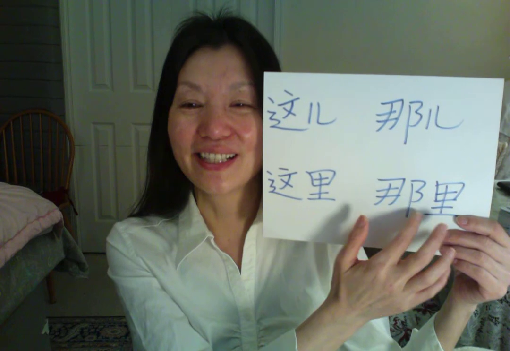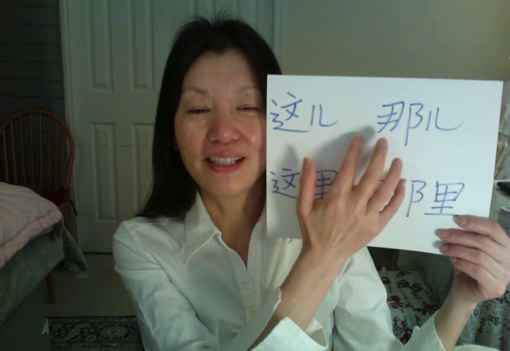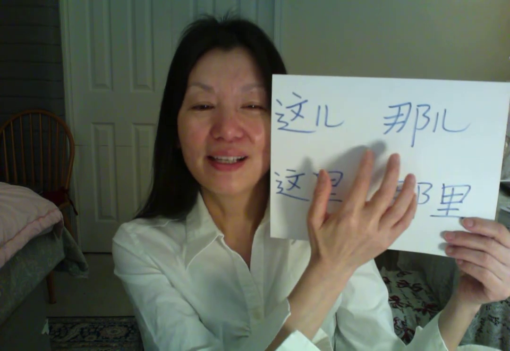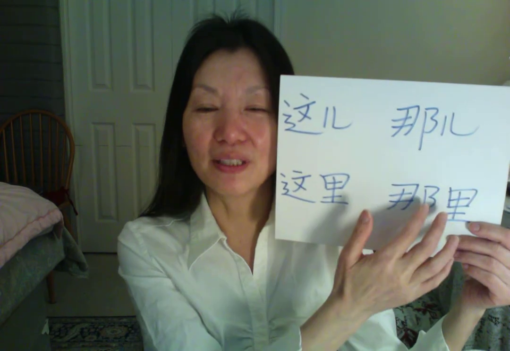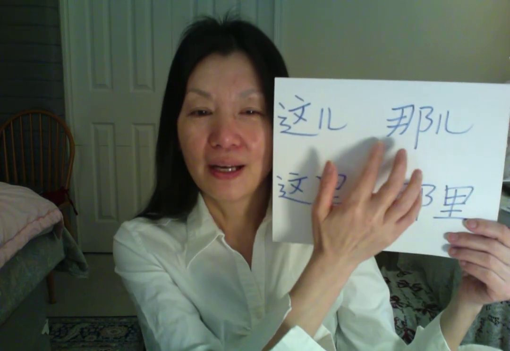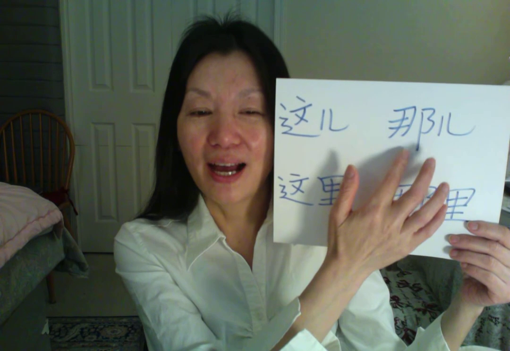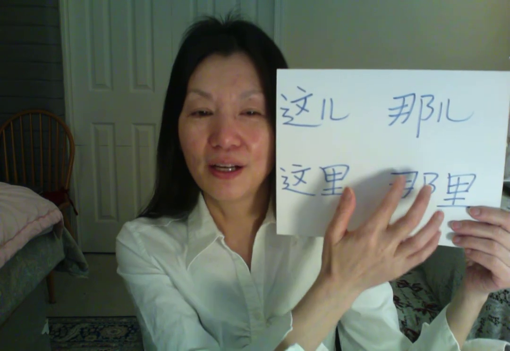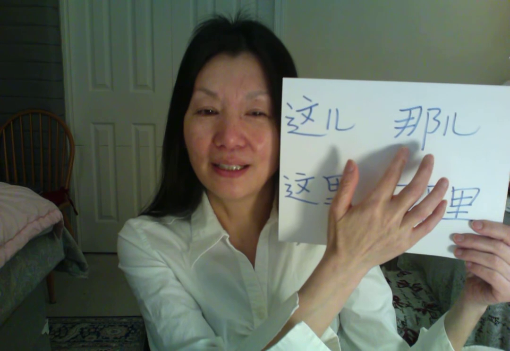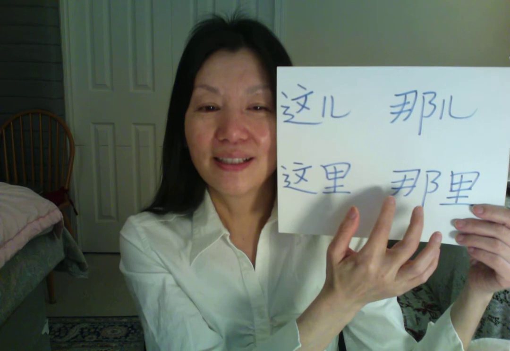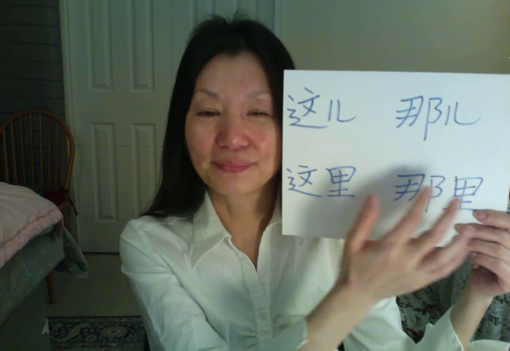Which one is more common? 那儿 is softer. 那里 is more emphasized, heavier. 那儿 is more soft, more common. 那里 has the same meaning, there. By itself, 那 means that. If 那 plus 儿, 那儿, there. 那里, there. This character 这, by itself, means this.